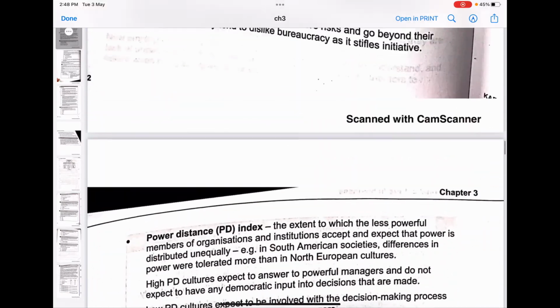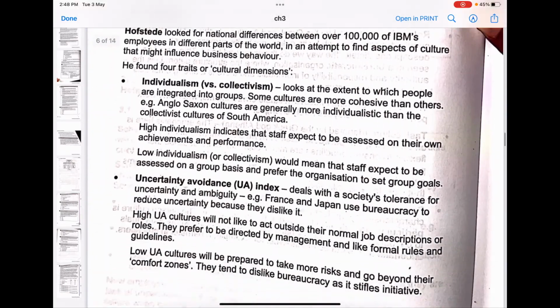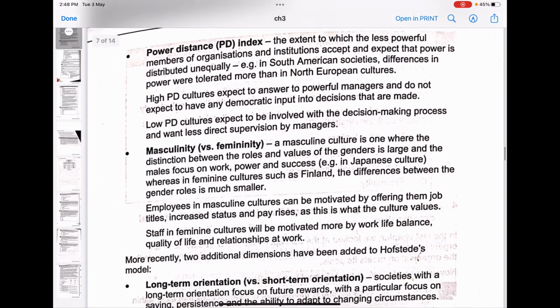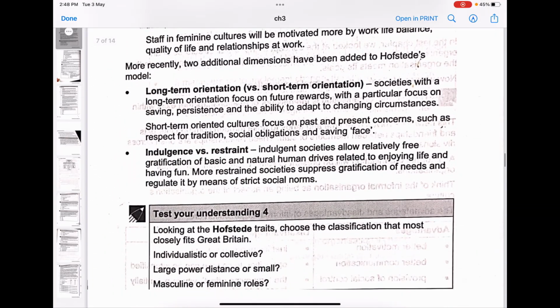Let's just quickly revise what we've seen in Hofstede. We saw individualism versus collectivism, uncertainty avoidance, power distance index, and masculinity versus femininity. Then the other two newly added are long-term versus short-term orientation, and indulgence versus restraint.